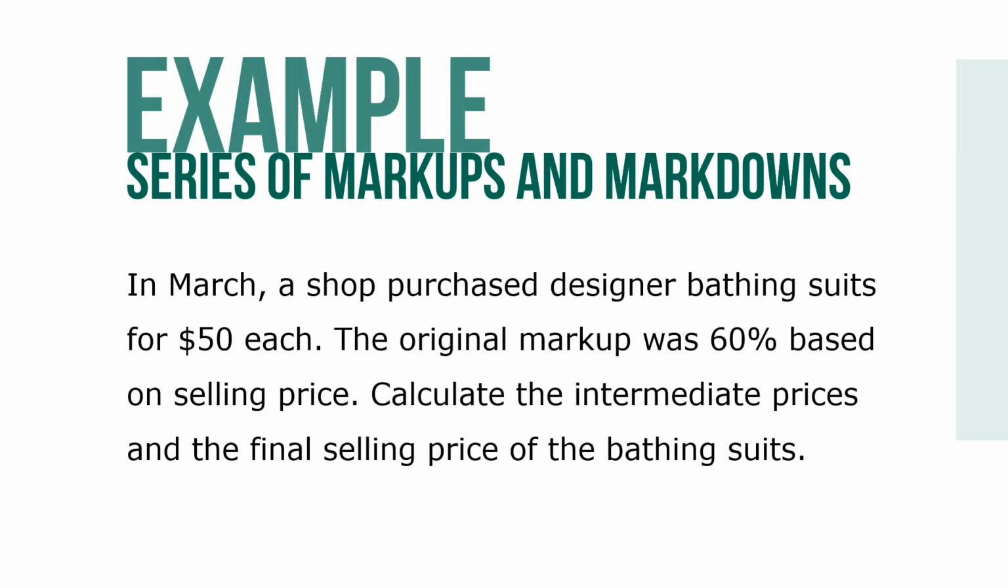In March, Swim and Sport purchased designer bathing suits for $50 each. The markup was 60% based on selling price. In May, the shop took a 25% markdown by having a sale. After 3 weeks, the sale was over and all merchandise was marked up 15%. By July, many of the bathing suits were still in stock, so the shop took a 30% markdown to stimulate sales. At the end of August, the balance of the bathing suits were put on clearance sale with a final markdown of 25%. Compute the intermediate prices and the final selling price of the bathing suits, rounding to the nearest cent.